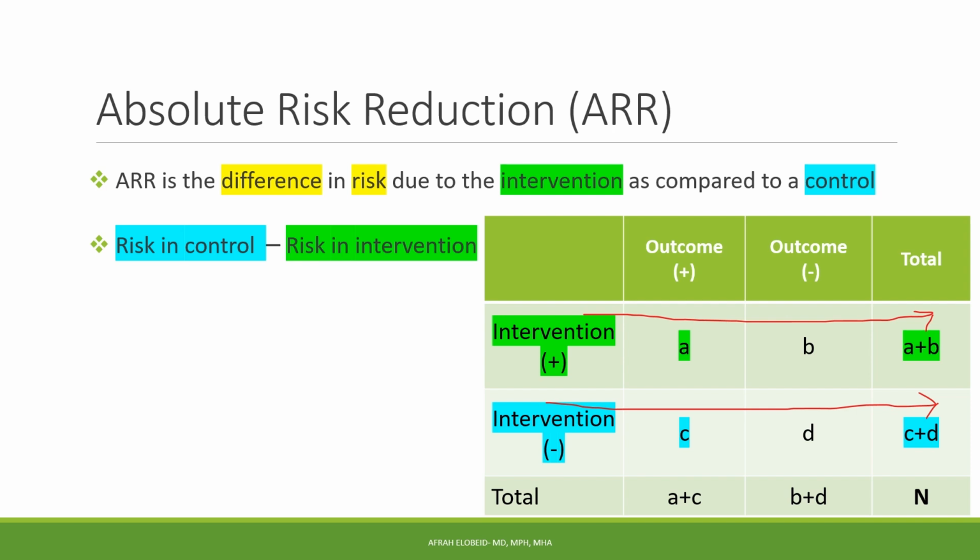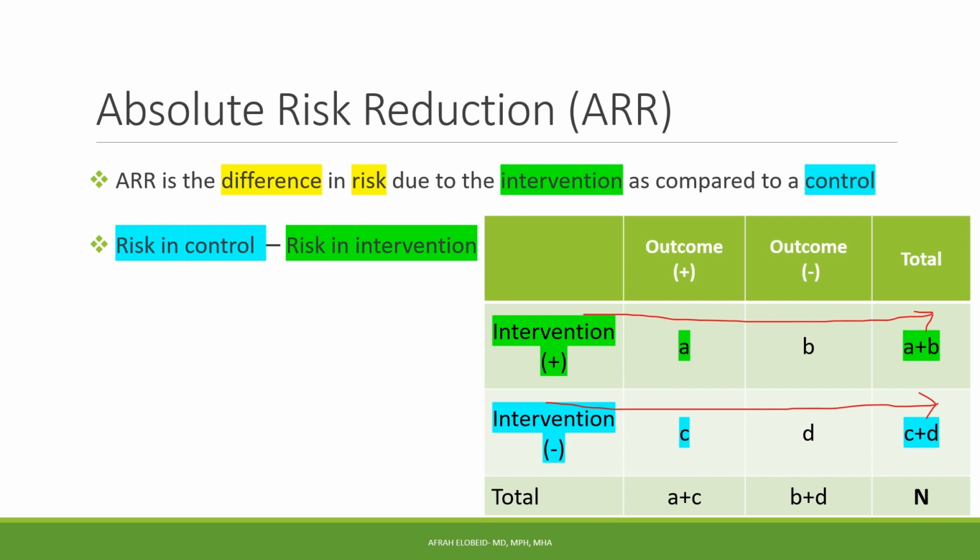In math, we usually do subtraction from the bigger number, which we assume here in this situation is the non-intervention group or the control group or the placebo group. By the way, all these names are synonyms. They all refer to the group that doesn't have the intervention of interest in our study. So we start with that group, we calculate the risk and subtract the risk in the intervention group.